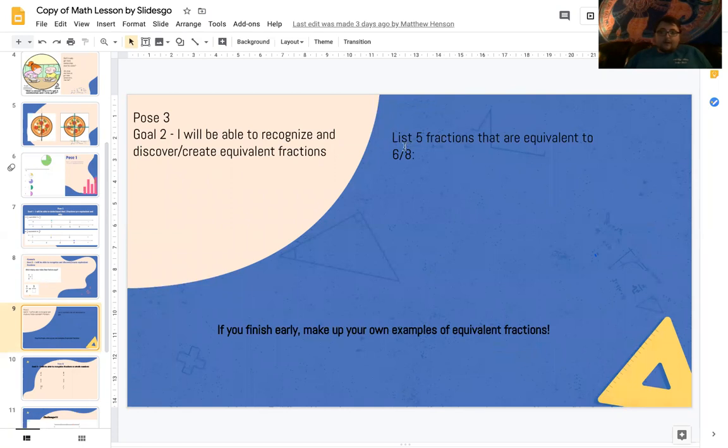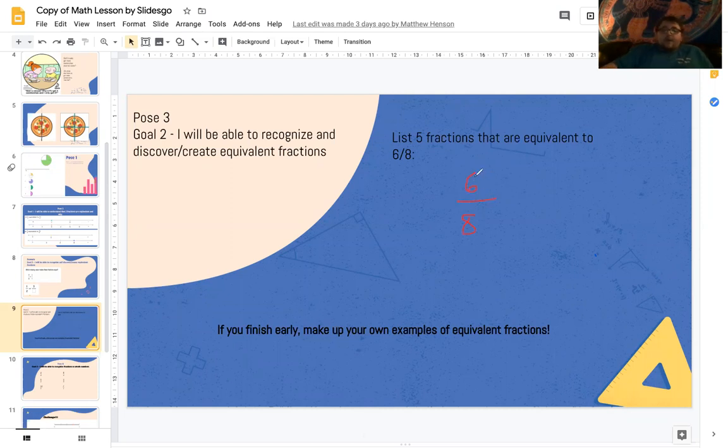On this one, it says list 5 fractions that are equivalent to 6/8. I'm not going to do that many. I did that many with a small group earlier, but I'm not going to do that many this time. Let me use a different color. I'm just going to do like 3, I think. So I'm going to put 6/8 in the middle because that's a fraction that's given to us.